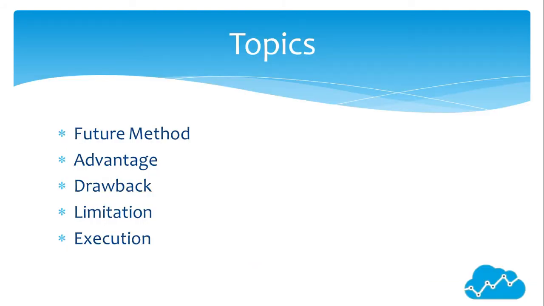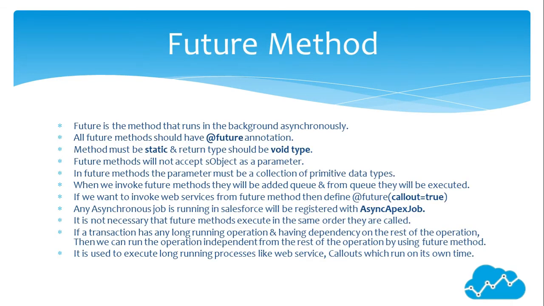Topics we are going to cover in this session: future method, advantage, drawback, limitation, execution. Future is a method that runs in the background asynchronously. All future methods should have the @future annotation. The method must be static and the return type should be void.